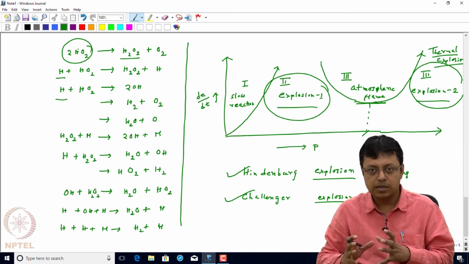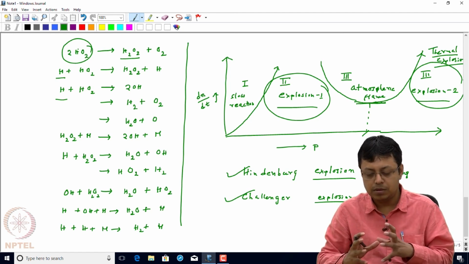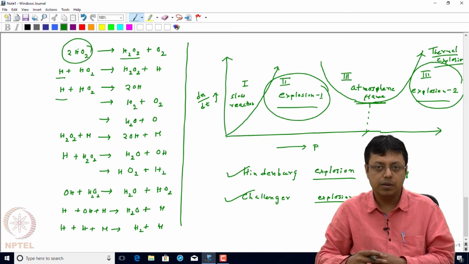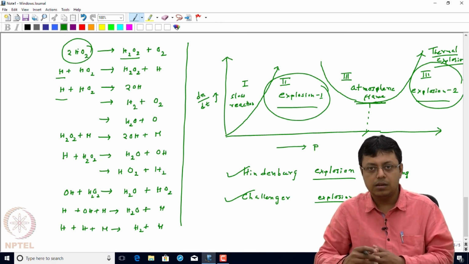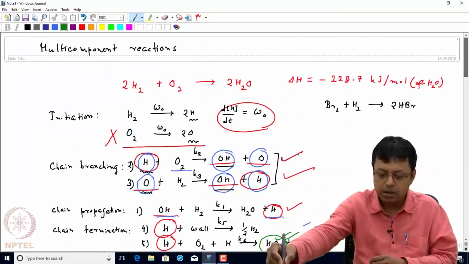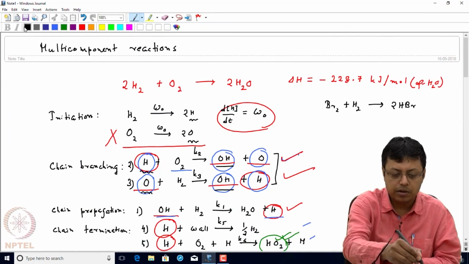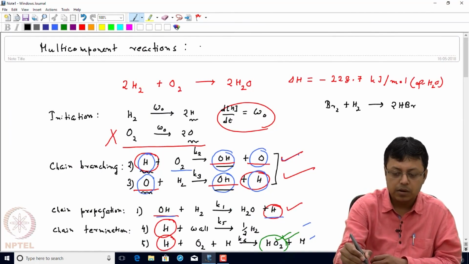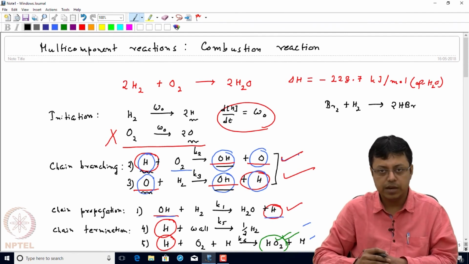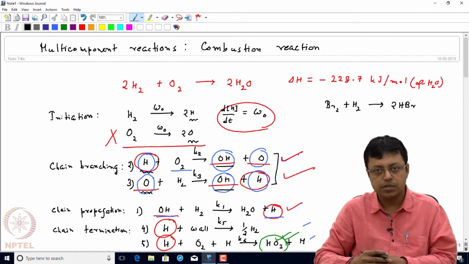So we'll just stop our discussion on the first part of the radical chemistry, which is the combustion chemistry here. In the next lecture, we'll be talking about atmospheric chemistry, but there also we'll be talking about similar things. So in this lecture, we basically covered the first part of multi-component reactions, which is the combustion reaction. And again, we just gave you one example of the combustion reaction, which is the hydrogen and oxygen combustion reaction. Thank you.